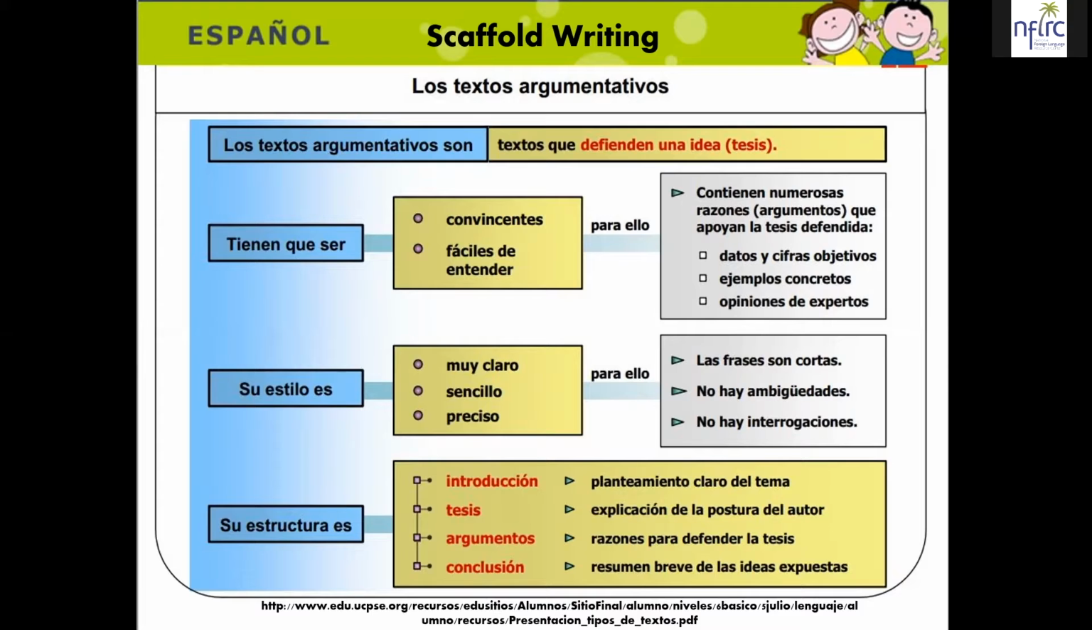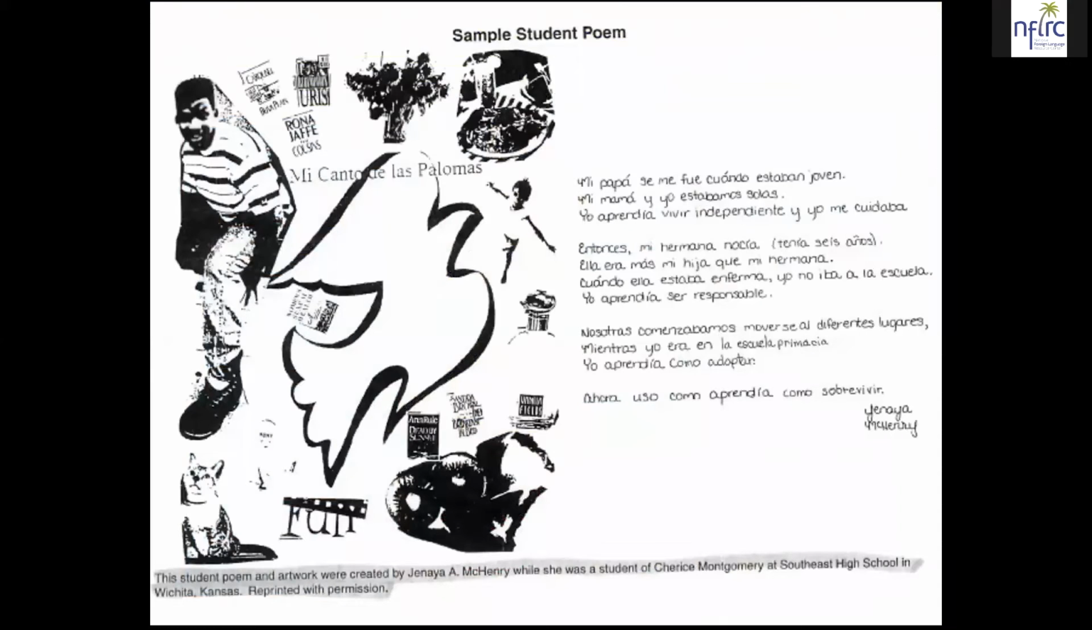This is the structure, and this is the purpose of each of those pieces. So a student can look at this and start to see how they're supposed to organize their own text. Here's an example of a student poem that even a very beginning level student was able to write about her own experiences after engaging in a project related to immigration and migration.